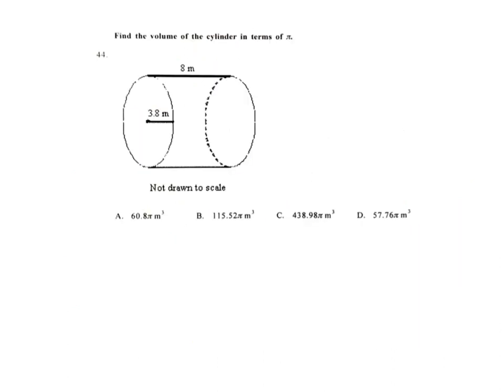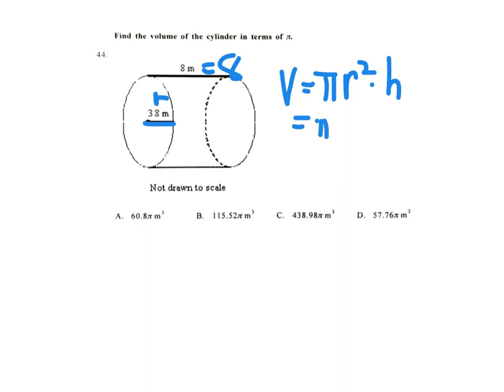The last one says find the volume of the cylinder in terms of pi. Remember, your volume of your cylinder is going to be V equals pi r squared times H. My radius is given to me, it's 3.8, that's R. My height is 8. I would just go ahead and plug it all in. So we have pi times 3.8 squared times 8.